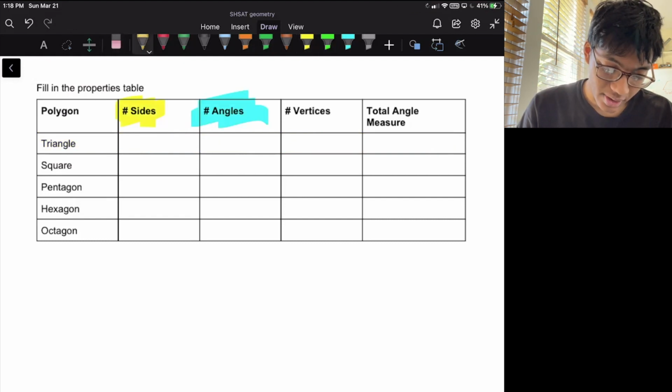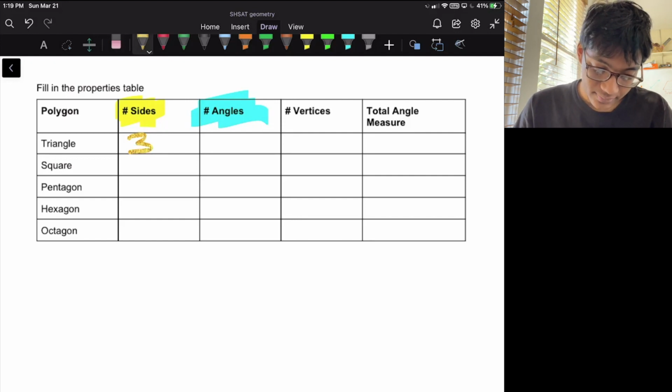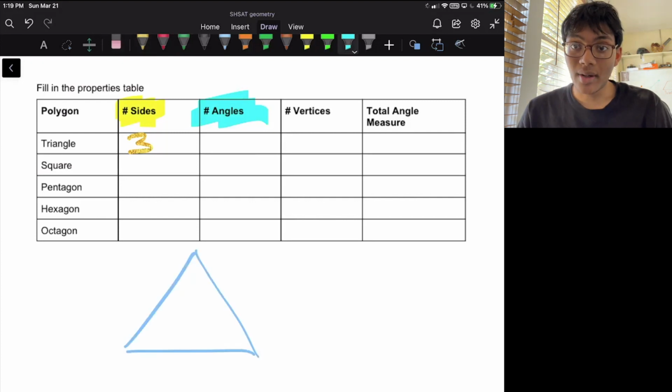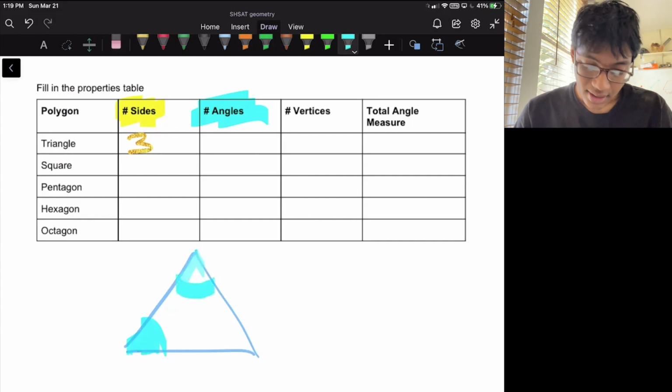So we know our triangle has three sides. What about angles? Well, let's draw a triangle again. And let's count up how many angles it has. So an angle, remember, is formed by two rays that have a common endpoint. So an angle is here. Here's one angle. Here's another angle. Hopefully you can see that. There's another angle. Looks like a piece of a pie. And here's our last angle in our triangle.